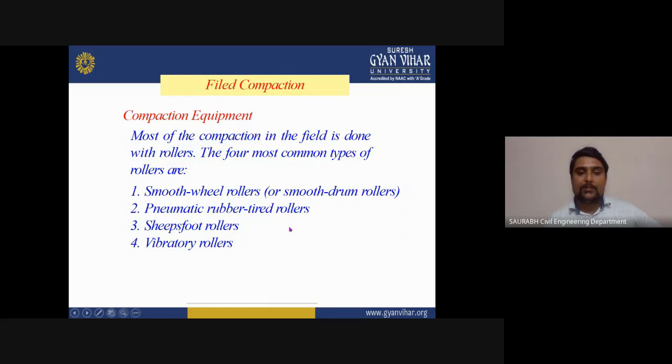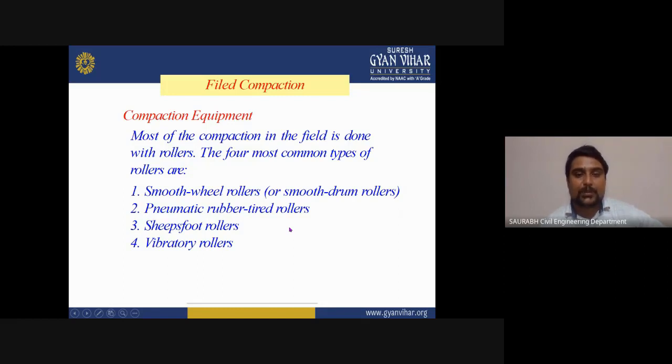Now we will see field compaction, how you will do the field compaction of soil. That compaction can be done in the laboratory, but this compaction will be in the real field, and this method is also very important, which you have to use during the construction of a structure. There is compaction equipment.